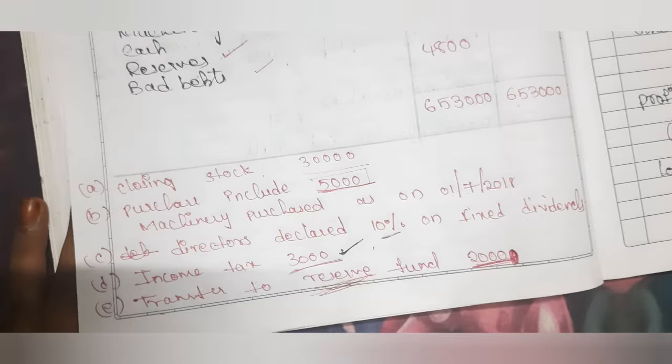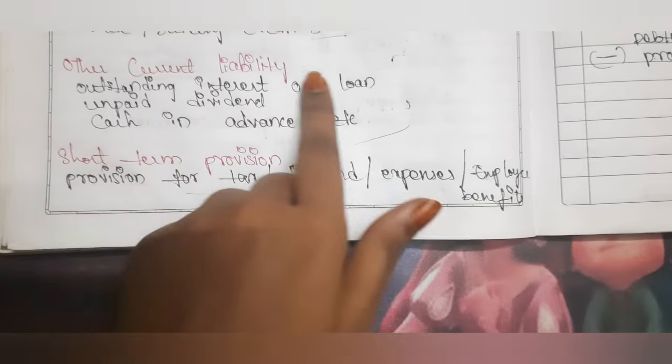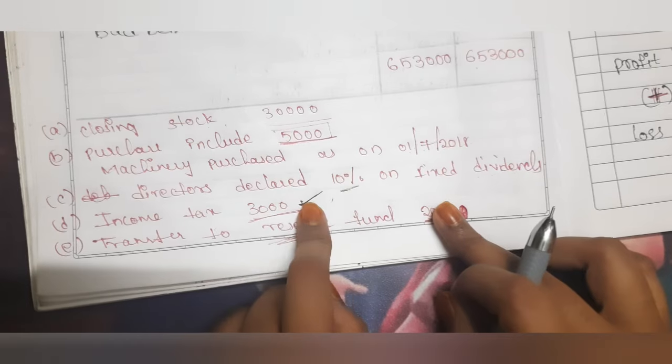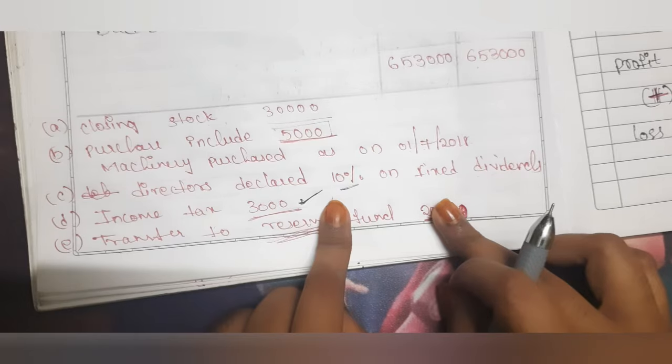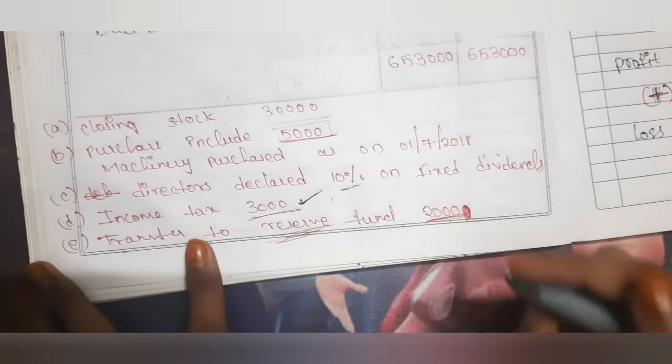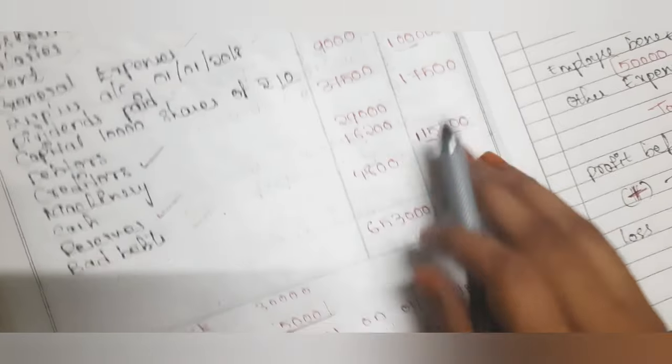Then do we have any other thing? Sundry creditors, and any trade or bills payable? No, we don't have any trade or bills payable. Then we don't have any other current liability also. We have provision: this 10,000 with income tax. This is provision only. Short-term provision, 10% on dividends. How much is it? It is 10,000.